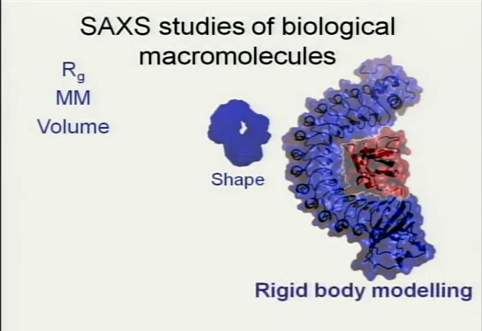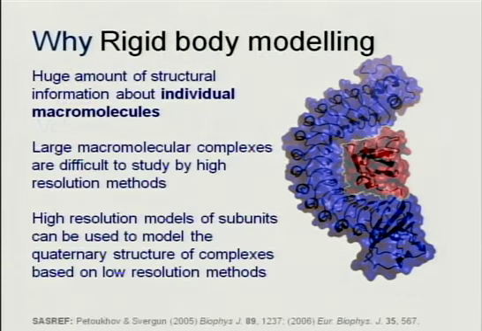And the most popular approach to modeling is called rigid body modeling. Rigid body means that we see our model as a number of rigid objects that are not flexible, and we can combine them together to see if this model composed from rigid submodels produces scattering that could fit the experimental data.